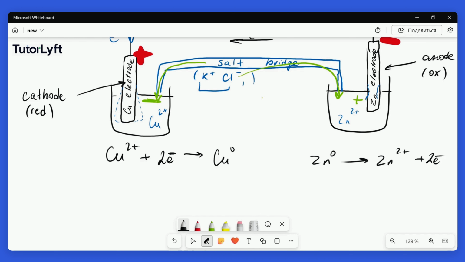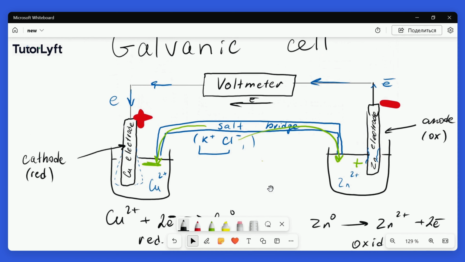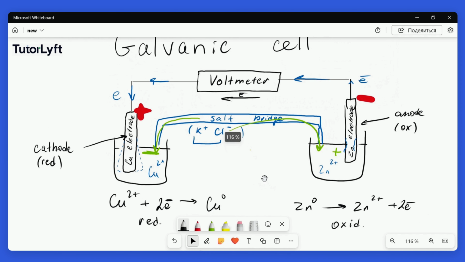So that's why from that reaction, we know that this is oxidation and this is reduction. Anode is where oxidation happens. Cathode is where reduction happens. And that's important. That's a very typical question on the test. And that is pretty much it.